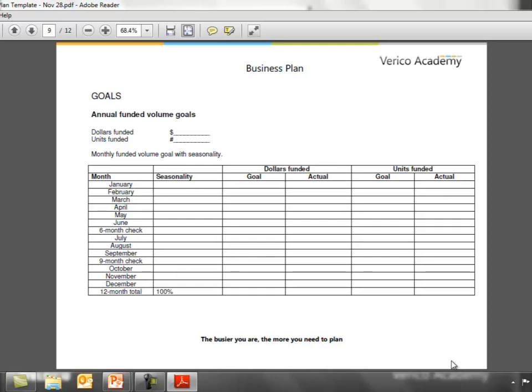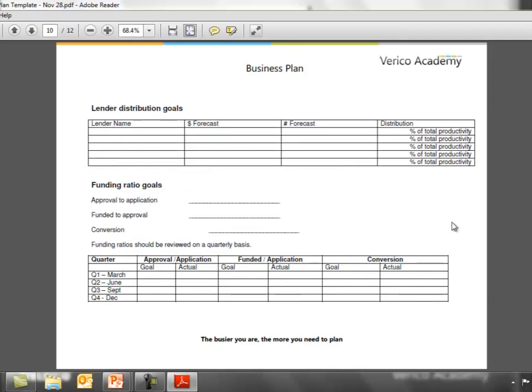You might want to adjust that as time goes by. When you're at your 6-month check, you might not be where you hope to be at the end of June, so you might want to increase the seasonality and therefore the goals going forward. Lender distribution. It's important that you look at who you have lender relationships with and who you've done your business with and who you will do your business with going forward, because if you write it down and set that goal for yourself, you will achieve it.